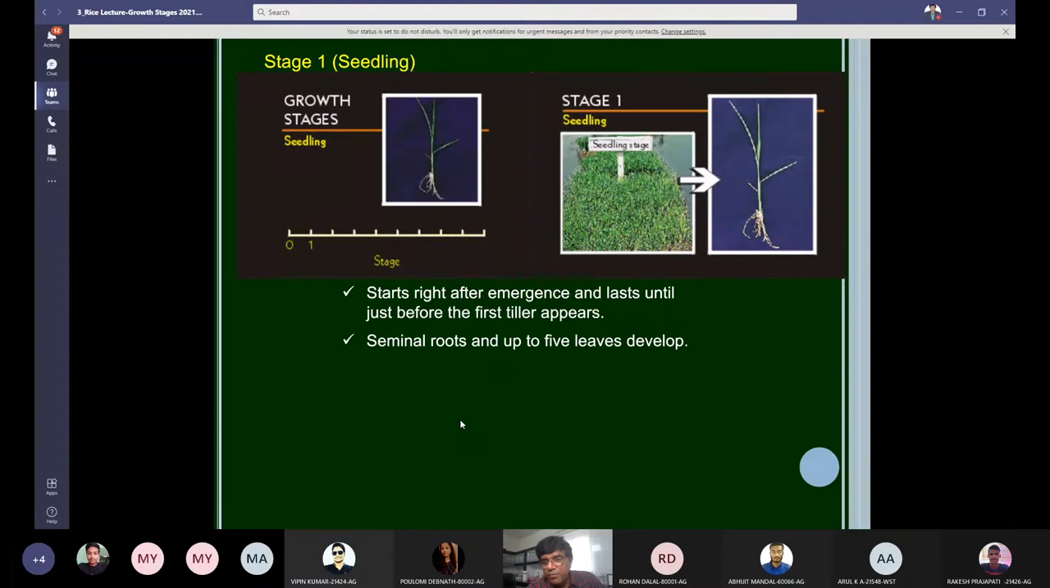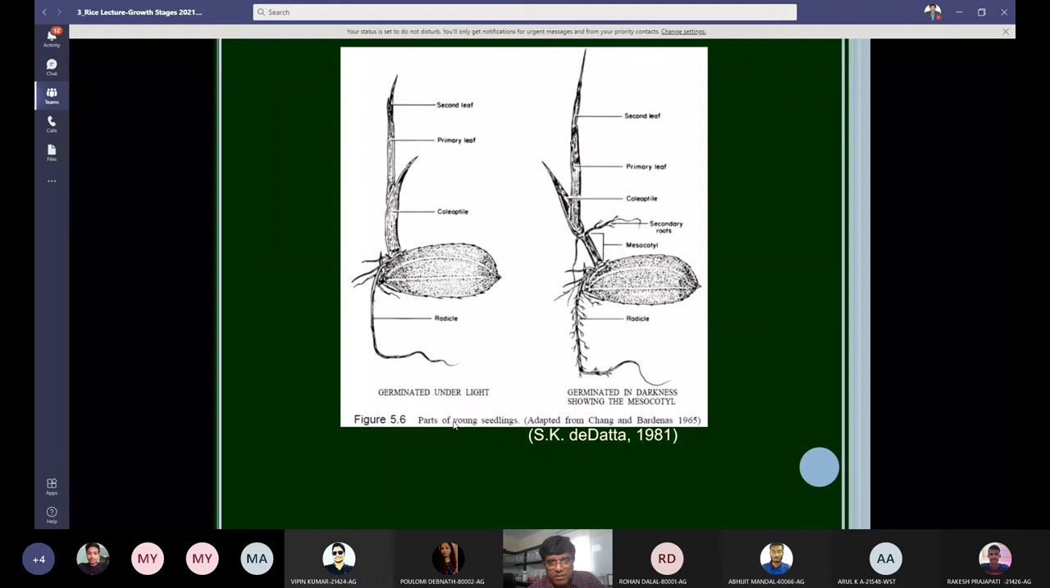Now you can see the picture, one on the left side, the other on the right side. On the left side, germination under the light. In this case, you see the plumule or the shoot part germinated first. Coleoptile came, and from the coleoptile you got the primary leaf and secondary leaf. I have shown you in the morphology what the primary leaf and secondary leaf are. Now see on the right side. On the right side, the seed germinated in dark or in soil, showing the mesocotyl. The mesocotyl is the structure which thrusts the seed, the plant or the plumule outside the soil.